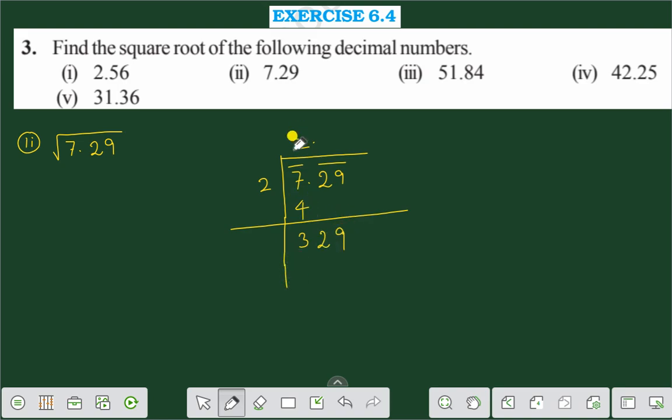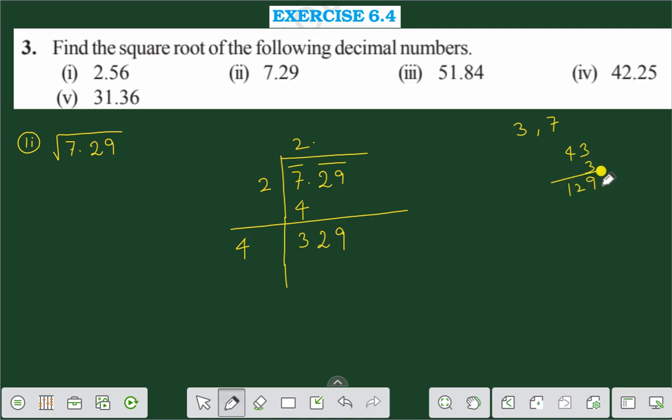Now double the quotient. That is 2 2 is 4. Now the units digit is 3. Therefore, it will be multiplied either with 3 or 7, because 7 7 is 49 and 3 3 is 9. Let us first try for 3. That is 43 with 3. 3 3 is 9 and 3 4 is 12.